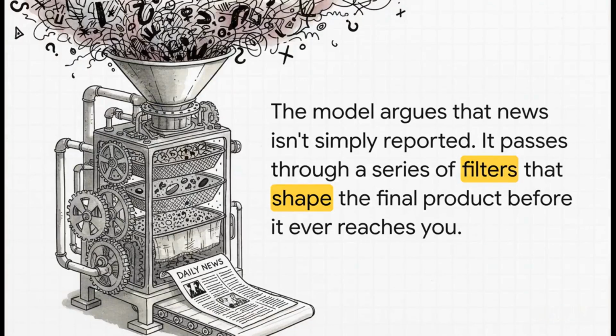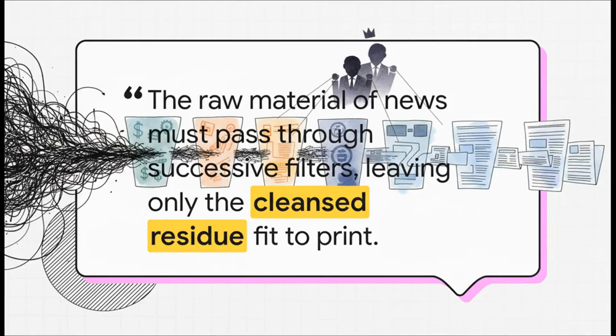Now, the core idea here is really powerful. The model says we shouldn't think of news as just a clear window looking out at the world. Instead, imagine it's more like raw material, like crude oil, that has to go through a whole series of filters that strain and shape it before it ever gets to you. Yeah, there's a key quote from the source that just nails this idea. The raw material of news must pass through successive filters, leaving only the cleansed residue fit to print. So news gets processed, it gets refined, and what we end up seeing is the final product, the cleansed residue.